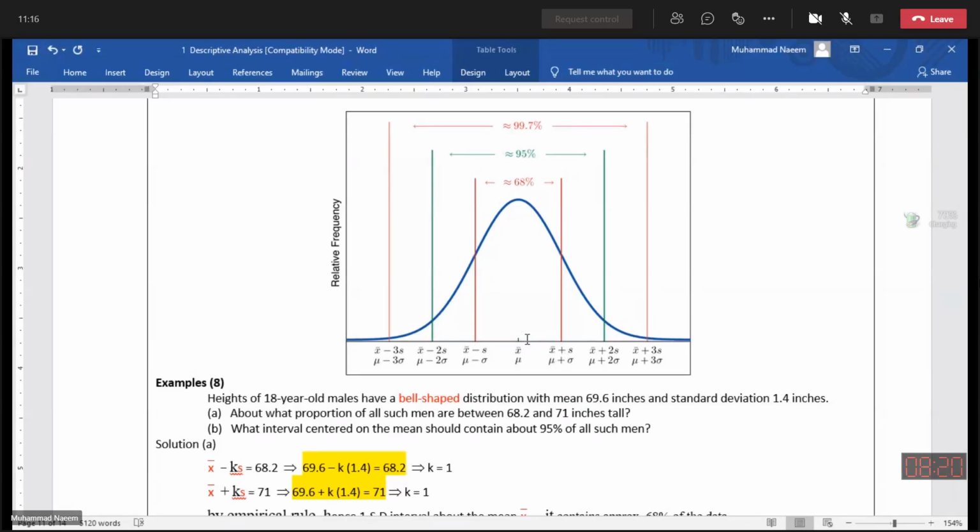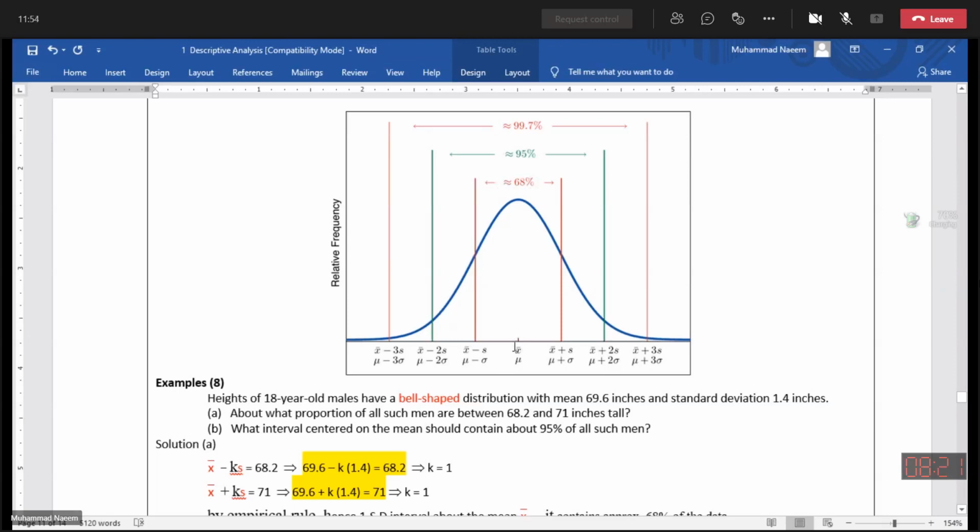So this generally happens in all cases: if we subtract one standard deviation from the mean value, we are here, and if we add S or sigma, one standard deviation, we are here. So this is called the one standard deviation interval. It always contains approximately 68% of the data.